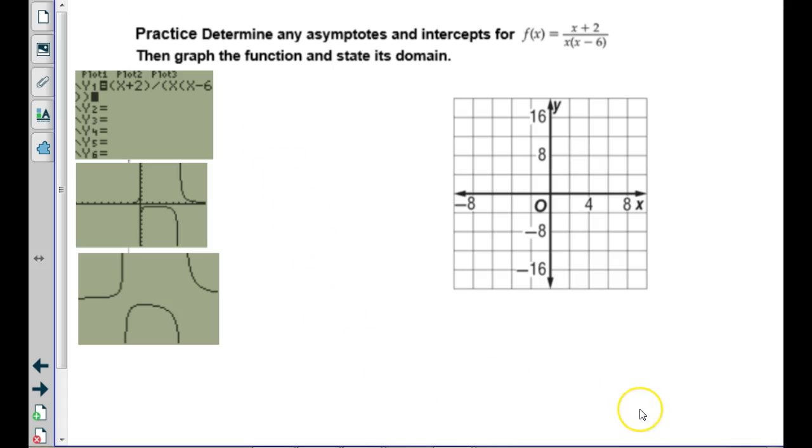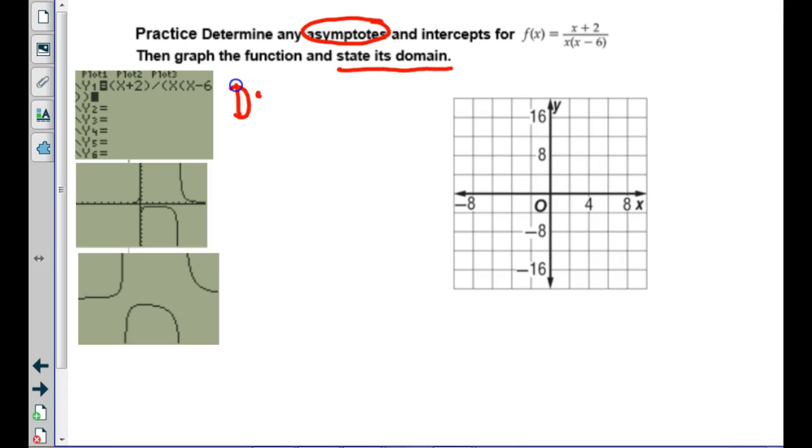All right, so we're supposed to do this one. Do you have this one? You don't? (x plus 2) over x times (x minus 6). Okay, it has a graph paper. Everybody find it? All right, determine any asymptotes. State its domain. Let's do the domain first.